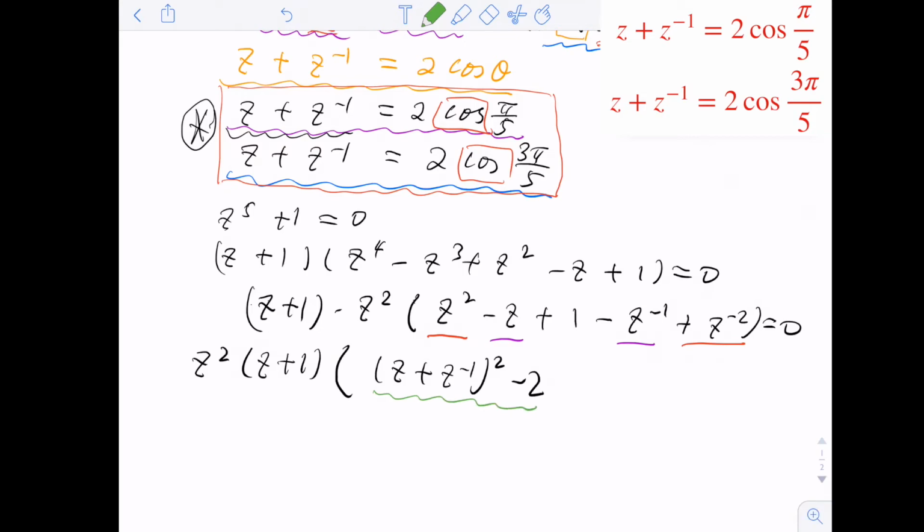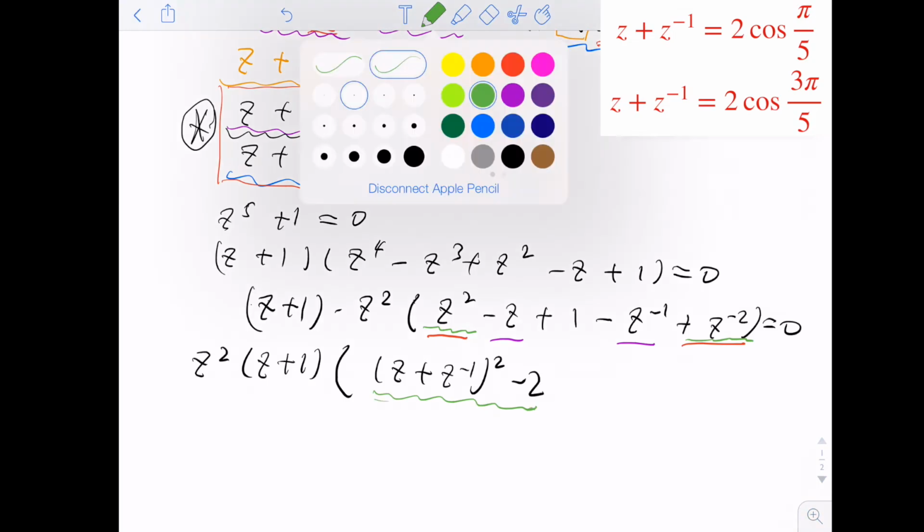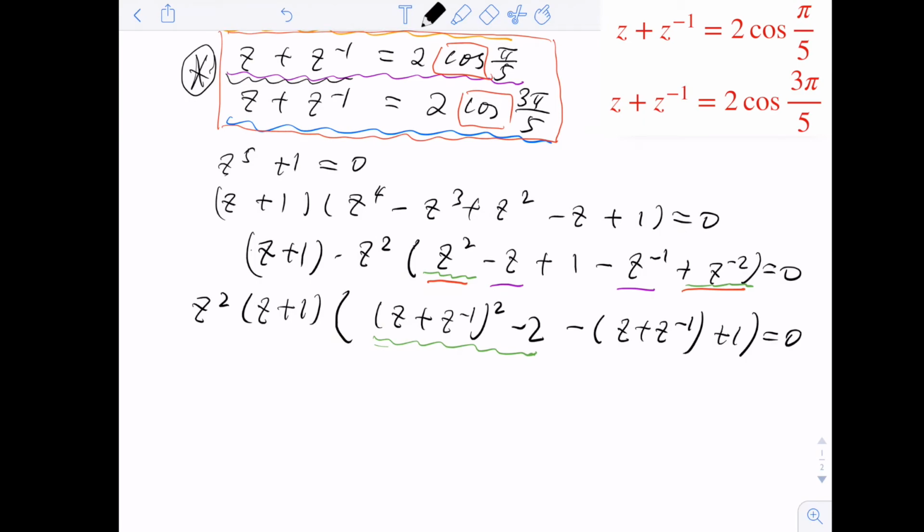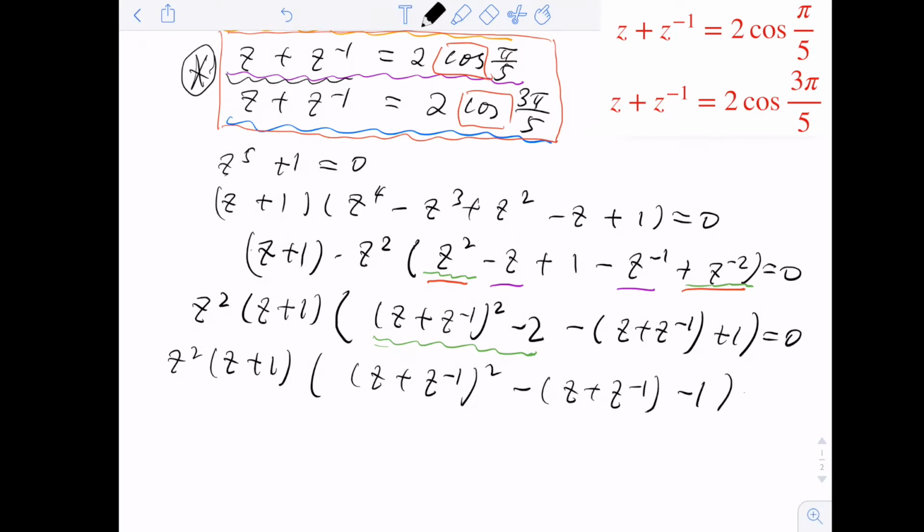This sentence here is made by this term and this term. It gives me the whole expression here. And then I continue, minus z plus z to the negative 1. That's a good term here. I need that, and plus 1. Okay, and then I'm going to copy these two here, and I have z plus z to the negative 1 squared minus z plus z to the negative 1 minus 1 equal to 0.